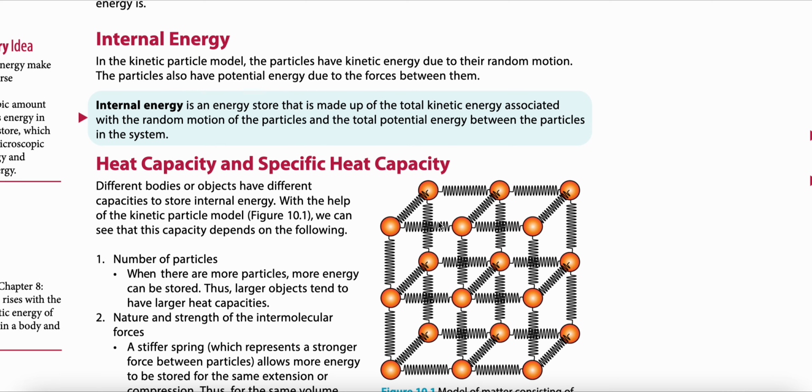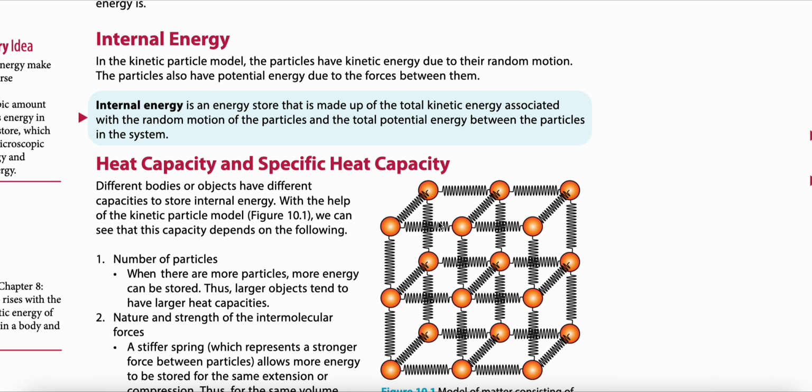So our formally defined internal energy is the energy stored that is made up of the total kinetic energy associated with the random motion of the particles. Remember that this energy is only associated with the temperature of the particular object in question and has nothing to do with the linear speed of the object. And the total potential energy between the particles in the system.